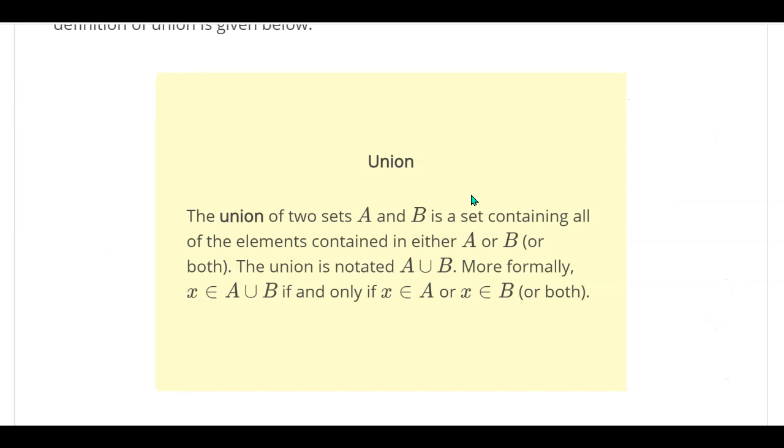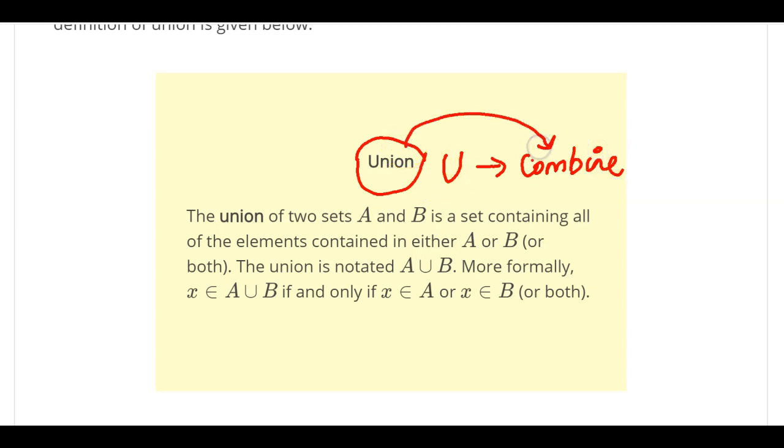So let's talk about union of two sets. The union of two sets, A and B, is a set containing all the elements in A or B. The notation for union is a U, A union B. More formally, X belongs to A union B if and only if X belongs to A or X belongs to B or both. But the key word here, I would like you to remember union, this little U, and the key word is I simply combine. So that's the key word. Every time you see the word union, you blindly combine the sets.